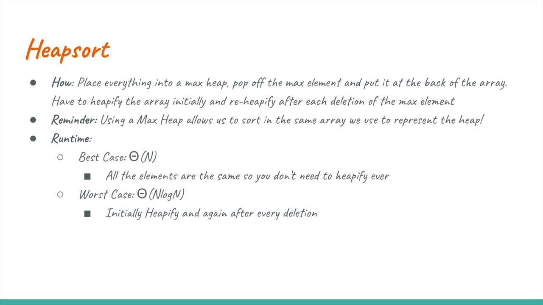The last sort we'll use is heap sort, in which we place everything into a max heap, pop off the max element and place it in the back of the array. Note that we have to heapify the array initially and also reheapify after every deletion of the max element. The best case runtime is theta n, which occurs when all elements are the same, so you don't need to heapify. The worst case runtime is n log n, which comes from the first heapify as well as the heapifications after each deletion.